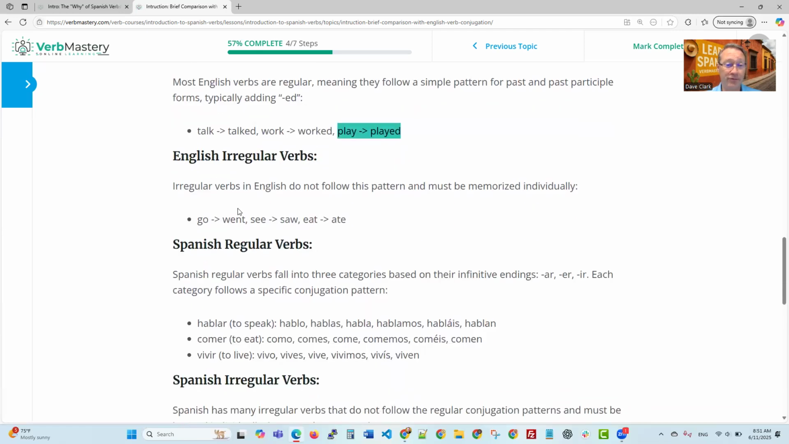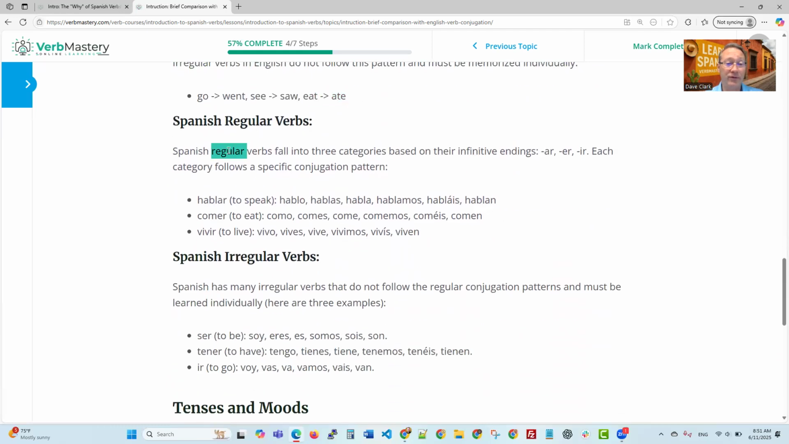English irregular verbs. Irregular verbs in English do not follow this pattern and must be memorized individually. Go is not goed, although you might hear 3-year-olds say that. Go is went. See is saw, and eat is in the past ate.